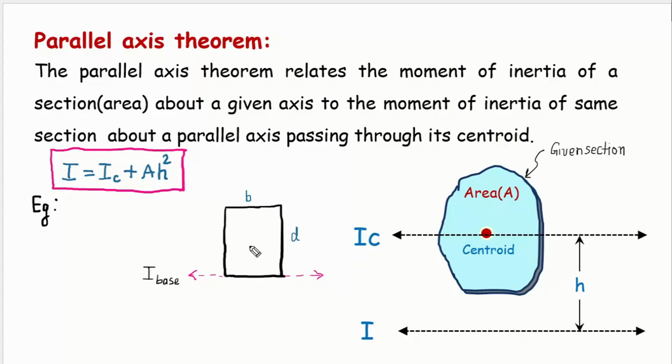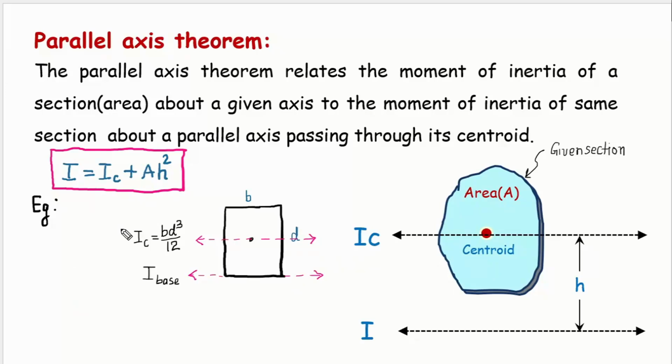Now, in order to find the moment of inertia of this rectangular section about its base, I have to find the moment of inertia of the same section about a parallel axis passing through its centroid. This is going to be the centroid, friends. So I will find the moment of inertia about an axis which is parallel to the required axis and passing through its centroid. This I can say is IC. In the previous examples we already calculated the moment of inertia of a rectangular section about this axis passing through its centroid, friends. It is nothing but B, that is width, D, that is depth, BD cube by 12. So this we have already calculated.